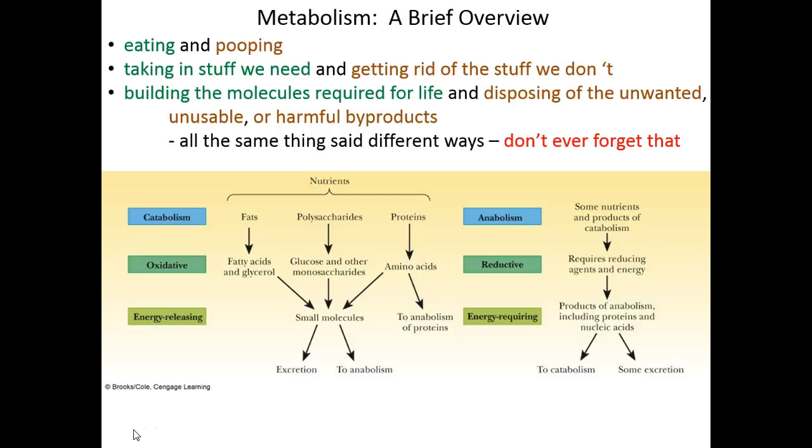Anabolism is taking those building blocks and the energy we harvest from metabolism and using both to build the molecules we need. Under catabolism, you also see energy releasing. So harvesting energy from our foods is part of catabolism. Under anabolism, you see energy requiring. So building molecules, not surprisingly, takes energy.